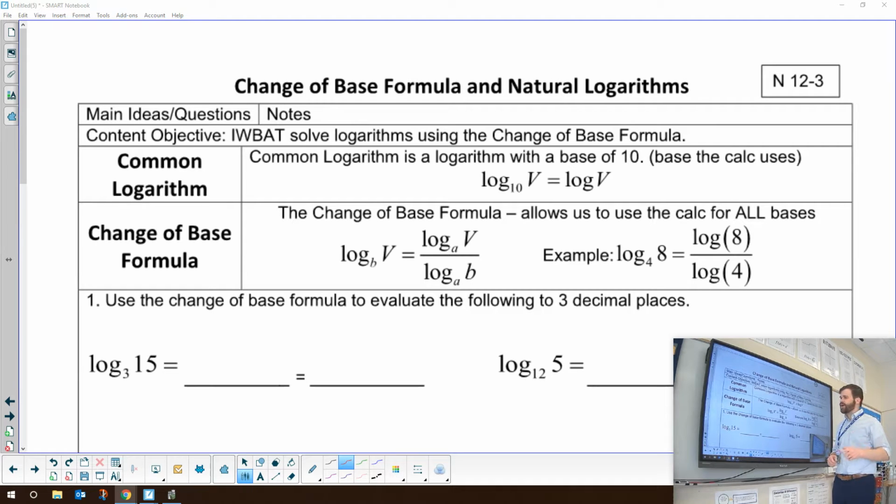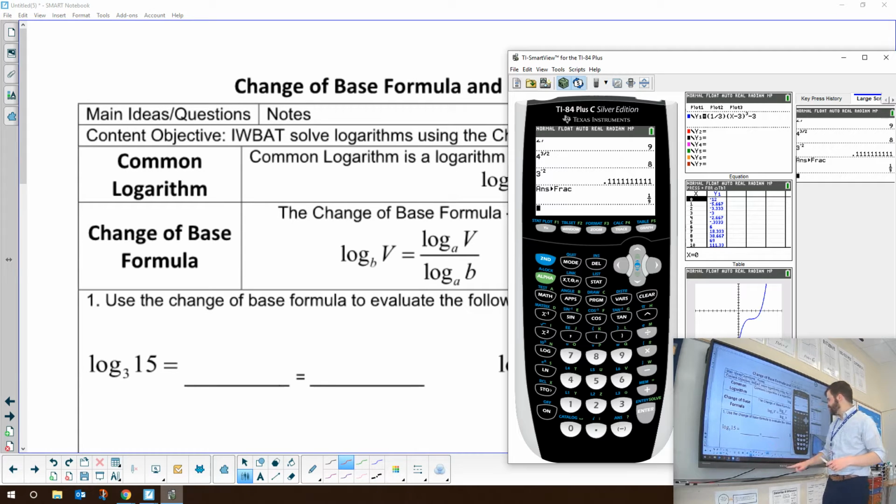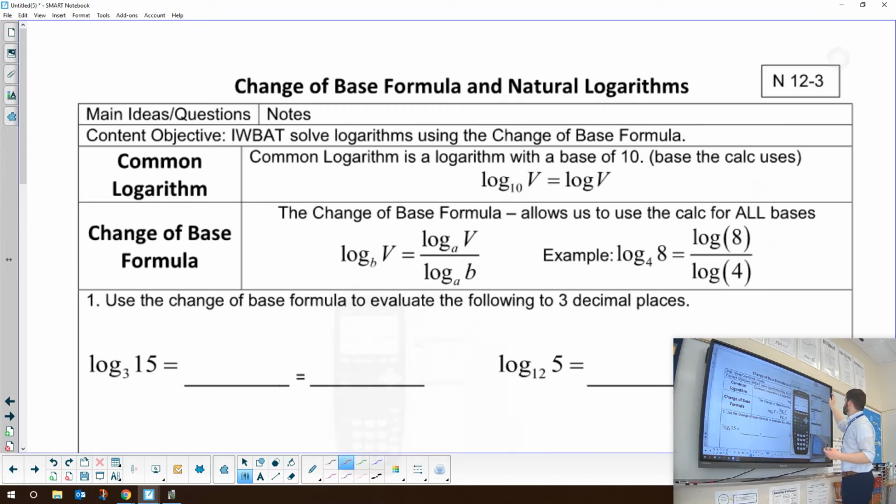And what we need to know is how to communicate with our calculator, because our calculator only works in base 10. Log base 10 is what our calculator thinks of whenever we type in log. We have a button right beside the 7. That is our log button. Whenever you click that log button, you'll notice that there isn't a base attached to it. That's because your calculator assumes it's base 10. So log base 10 equals just log of that value, okay?